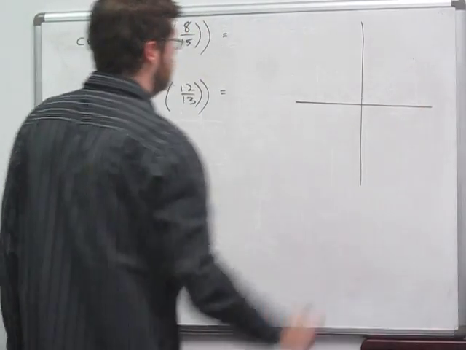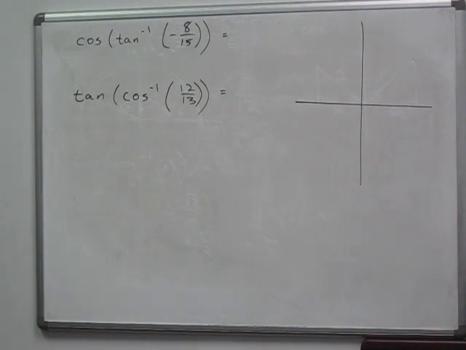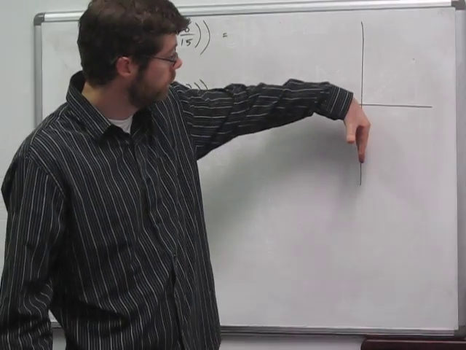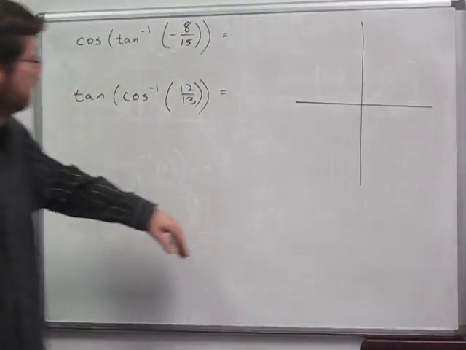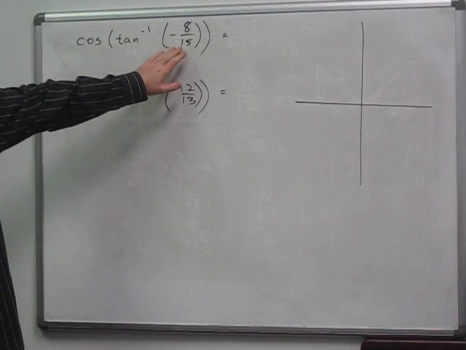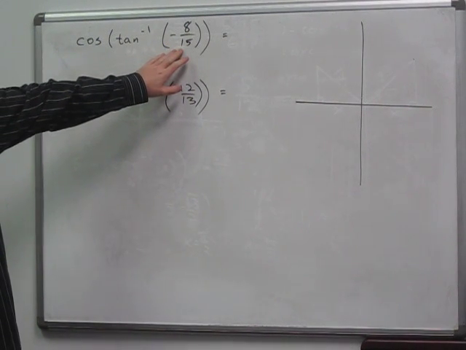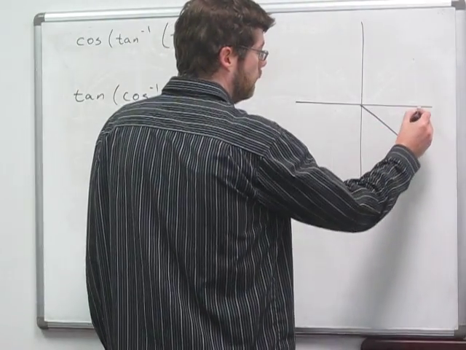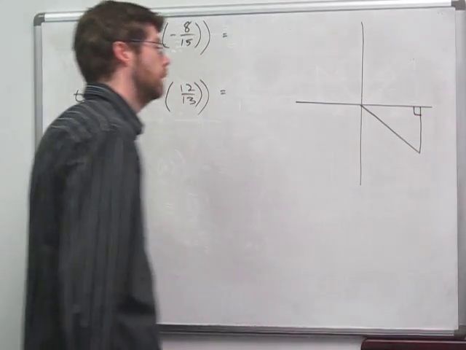Negative 8 over 15 is not a tangent value for one of our special points on the unit circle, so we're going to have to use a triangle to evaluate this problem. Tangent inverse spits out an angle between negative pi over 2 and pi over 2, so we're going to be in the right half of the plane. In order to get a tangent value of negative 8 over 15, our triangle is going to have to be down in quadrant 4.